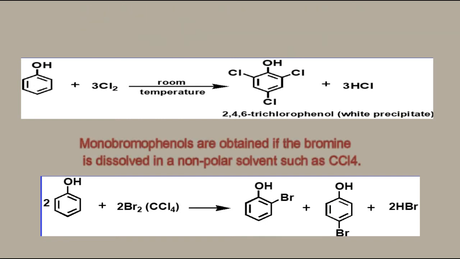Next, when bromine is dissolved in a non-polar solvent such as tetrachloromethane, it will form monobromophenol. You must separate it into two results. The first result is 2-monobromophenol and the second is 4-monobromophenol.